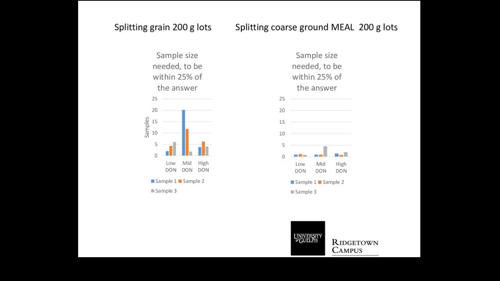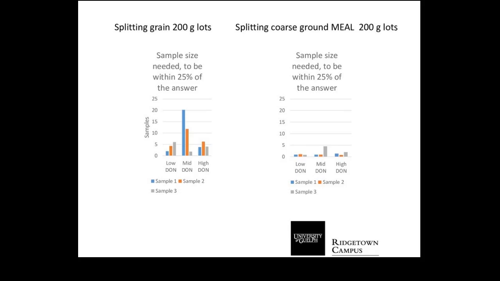And what this shows you is that there's a lot of variability between each of those 10 subsamples that we ran. And you would need to, in one case, take 20 of those in order to get the right answer. And that's unacceptable. But then when we coarse ground the material and then divided it into smaller lots, we can bring it down to only one sample being required.